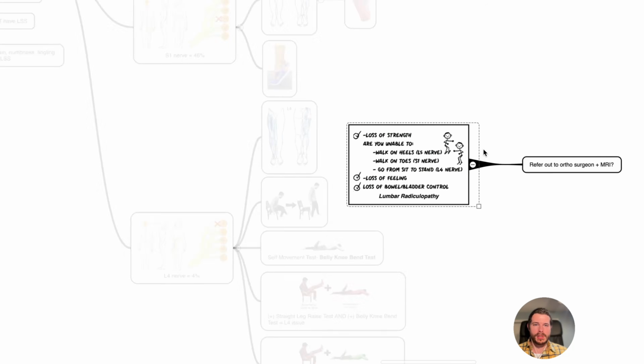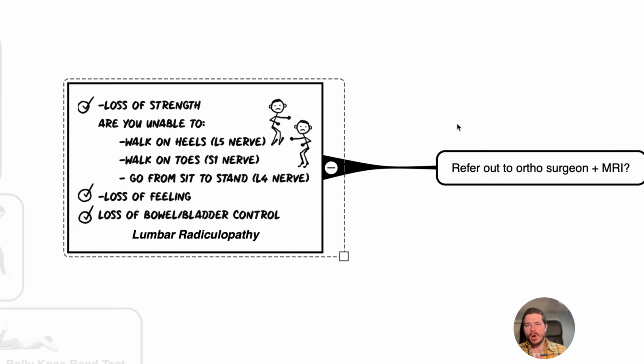Now, something to consider here: if you have a loss of strength, you're unable to walk on your heels, again, L5 nerve problem. If you're unable to walk on your toes, S1 nerve problem. If going sit to stand is a problem, L4 nerve problem. And if you have a loss of feeling, and I'm not saying like it feels weird, I'm talking like, hey, you poke yourself with a pin and you can't feel it, and or you have a loss of bowel or bladder function or control. We would call this lumbar radiculopathy, and loss of bowel, bladder control, we call it cauda equina. And this would be a referral out, most likely to get an MRI and an orthopedic surgeon's opinion.